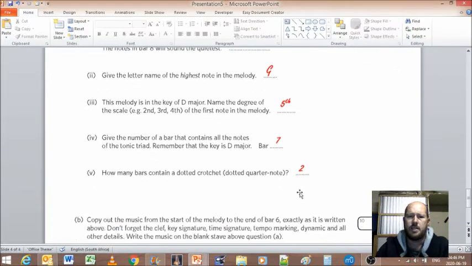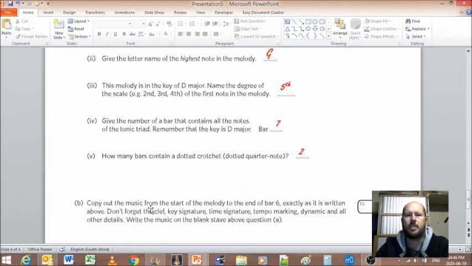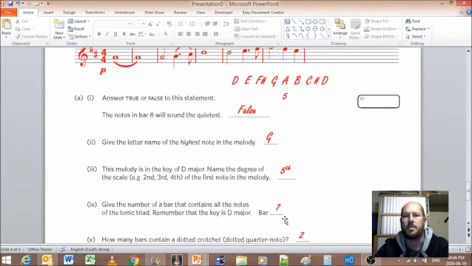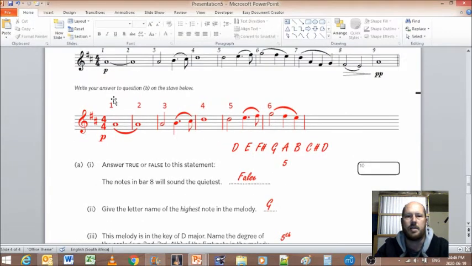There we go. So let's take a look here. Copy out the music from the start of the melody to the end of bar 6. That means we do not copy the entire thing. We only go to bar 6 and then we stop. We need to write it exactly as it is written above. Don't forget the clef, key signature, time signature, tempo marking, dynamic, and all other details. Write the music on a blank stave above question A. So let's take a look at it. You can see I've gone 1, 2, 3, 4, 5, 6, and I've stopped.